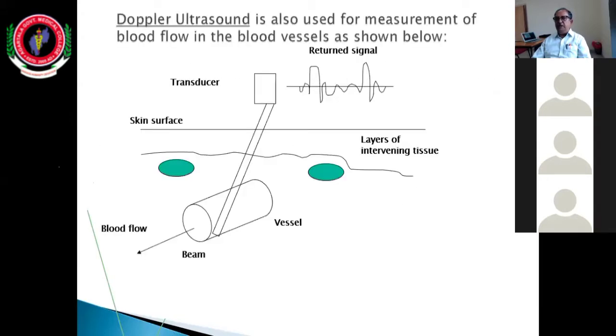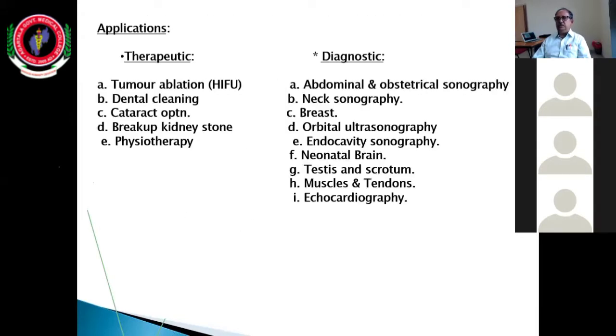And what are the applications of the ultrasounds? There are two types of applications. One is the therapeutic application, one is the diagnostic application. Therapeutic applications are used mainly for tumor ablation by the high intensity focused ultrasound beam, and dental cleaning and cataract operation and breakup of the stones and physiotherapy. These are common therapeutic applications of the ultrasound.